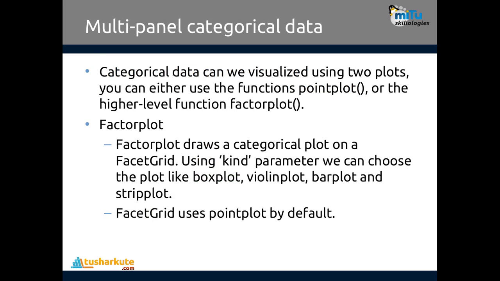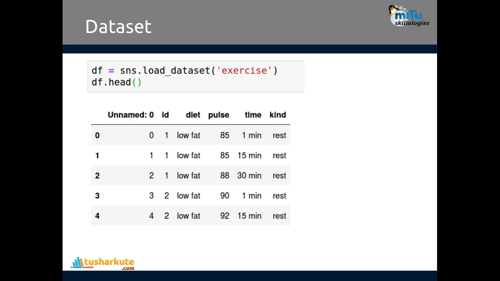Now if you want to use multi-panel categorical data, the categorical data can be visualized using two plots. We can use either a point plot or one more function called the factor plot. Factor plot draws the categorical plot on a facet grid. Let's see what we mean by the facet grid. Using the kind parameter, we can choose the plot like box plot, violin plot, bar plot, and the strip plot. By default it uses the point plot in the factor plot. So let's go for the factor plot.